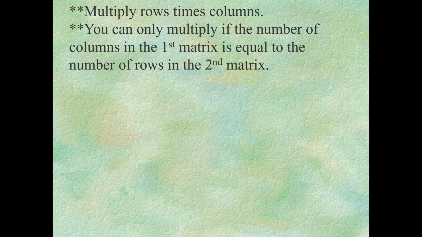The first thing that we're going to look at is we have to remember that we multiply rows by columns. And you'll see how that works here in a second. But there's one thing that we always have to look for. We can only multiply two matrices if the number of columns in the first matrix is equal to the number of rows in the second matrix. It actually sounds more complicated than it is, so let's look at an example.